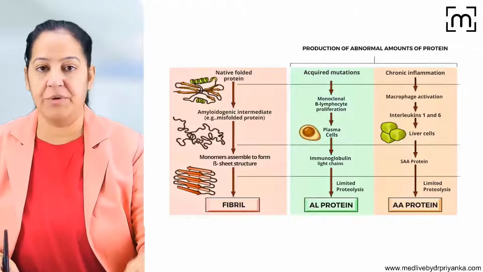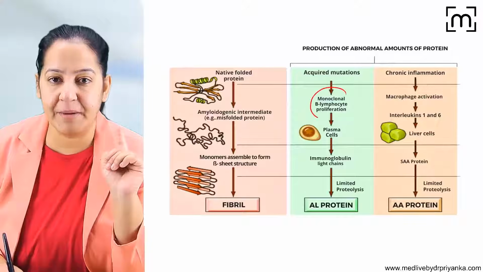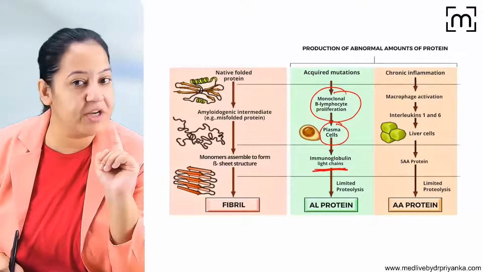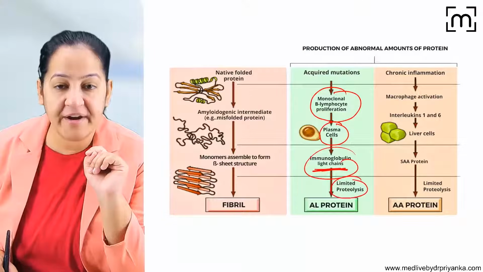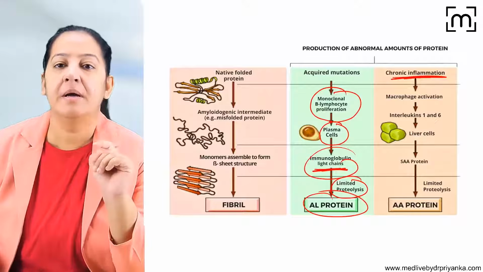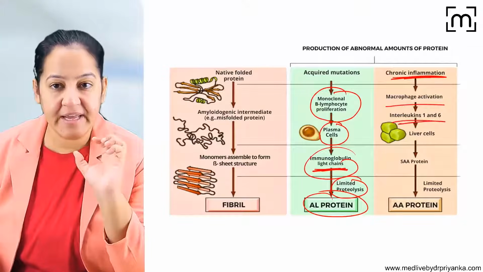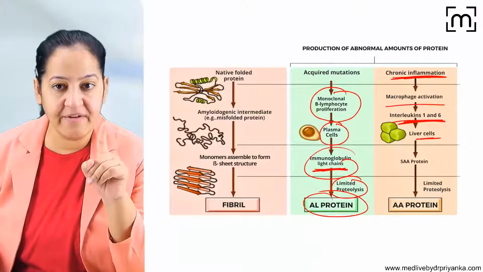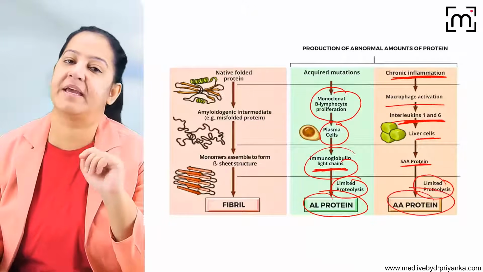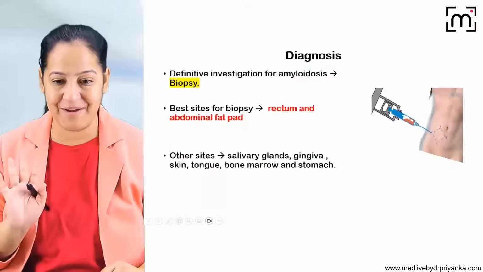The same thing is shown to you here also. Here we are starting with multiple myeloma. So abnormal plasma cells produce only light chain, no heavy chain. So partial degradation produces AL type of amyloid. Here we have chronic inflammation. Macrophages are activated, secreting the cytokines. They are going to the liver. Liver is secreting SAA. Partial degradation of the SAA produces AA type of amyloid. I hope I'm crystal clear in my concepts.